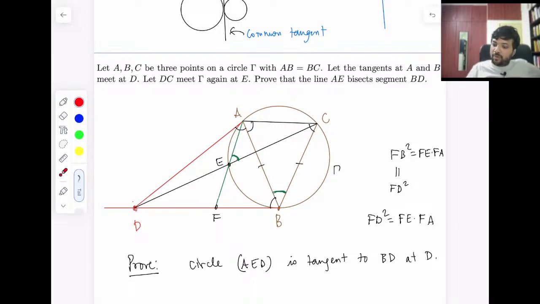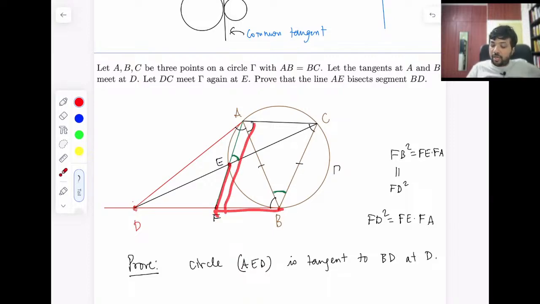So Rishan is asking, what motivates FB? I just motivated it, right, Rishan? Basically we wanted to use power of a point, so clearly FB is a tangent. There's only one secant passing through F. So we wanted to apply power of a point at F. So FB square is equal to FE into FA.